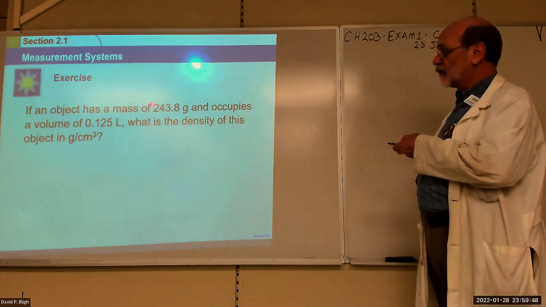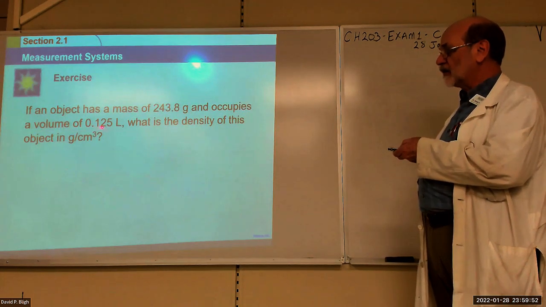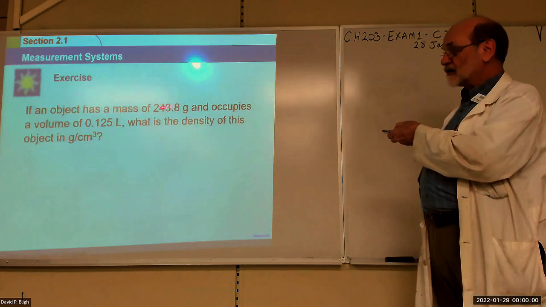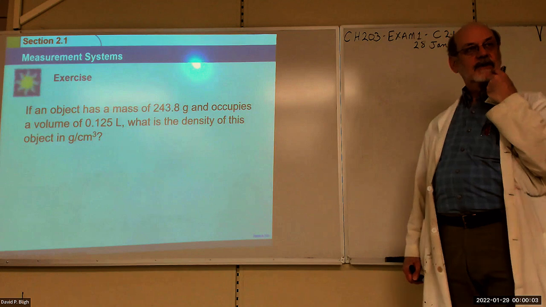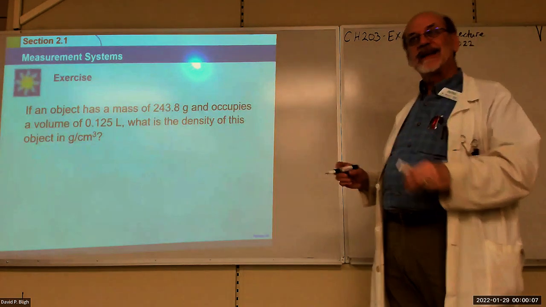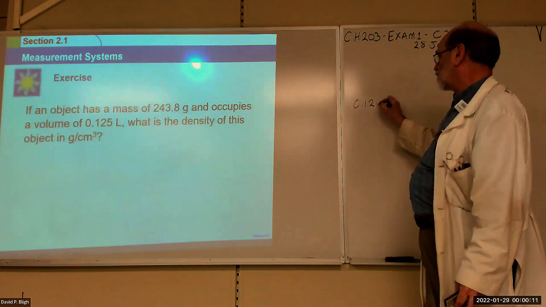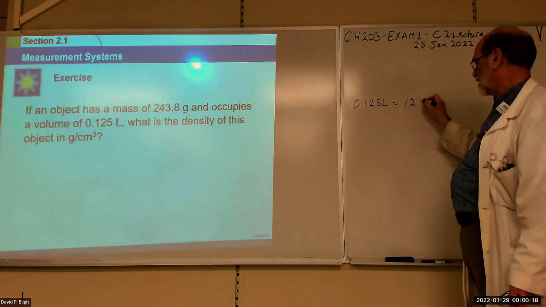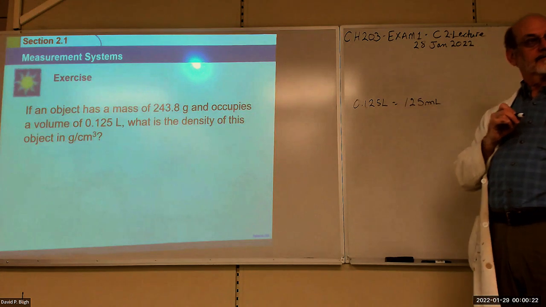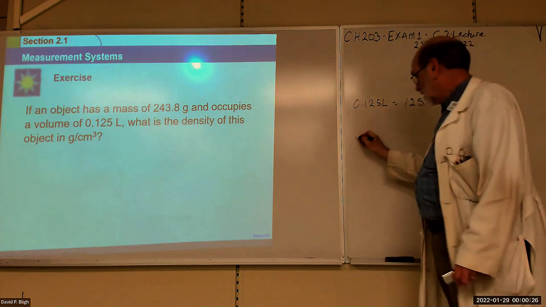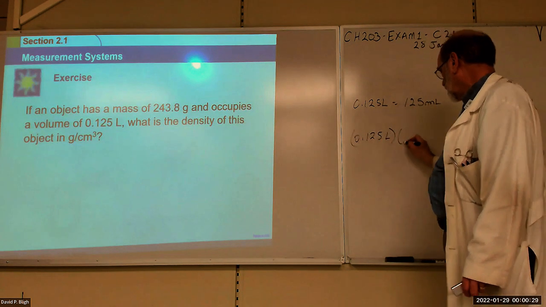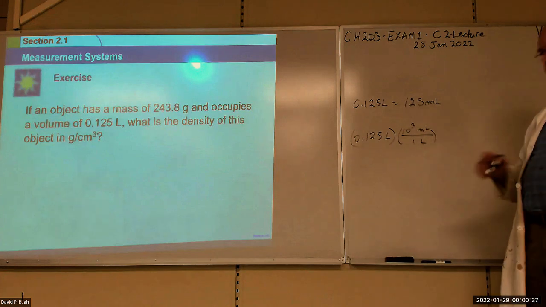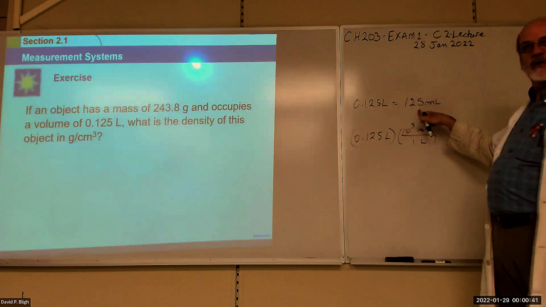Let's say an object has a mass of 243.8 grams and occupies a volume of 0.125 liters. What's the density in grams per cubic centimeter? Well, in this case, grams is fine, but this is not cubic centimeters. So we would convert liters to milliliters, right? 0.125 liters is how many milliliters? One, two, three. 125 milliliters, right? What's the conversion factor? 1 liter is 1,000 milliliters. So 0.125 times 1,000 is 125.